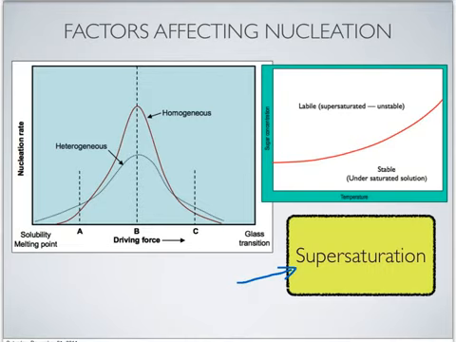So for example, if we have a point here on the solubility curve, and we have another point here on the solubility curve, so obviously if we look at this point in relation to the solubility curve here and here, at this point the degree of supersaturation is much higher, and therefore we can get a very high nucleation rate to occur.